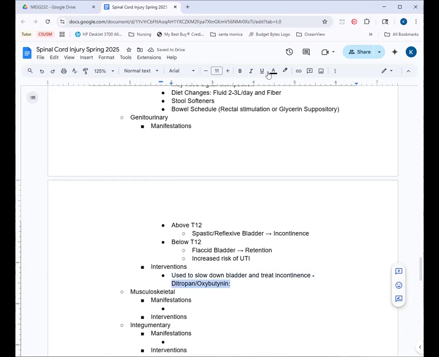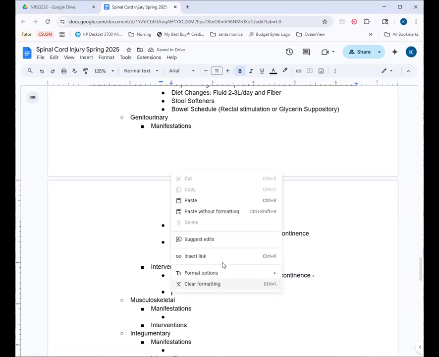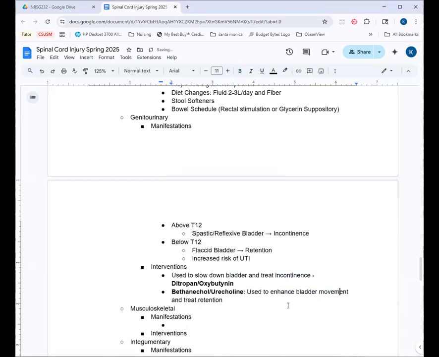So Ditropan and oxybutynin, the generic name, excuse me. That'll be used for that. And then your bethanechol will be used for bladder movement.